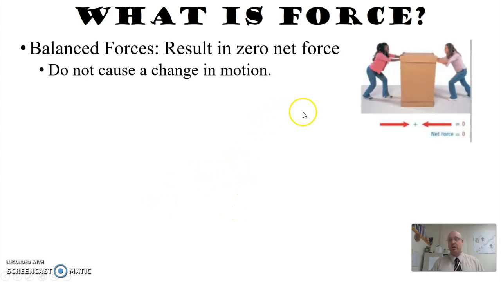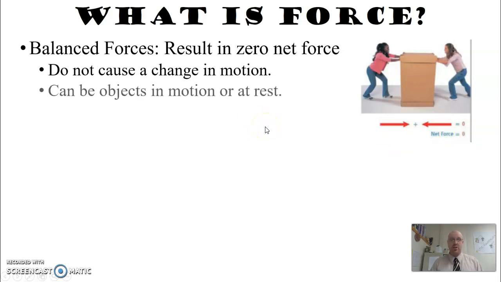For instance, one way we can look at that is these two people pushing with the same amount of force on either side of the box. It equals 0. One is in a positive direction, one is in the negative direction, so therefore there is no change in motion. It's not moving. And these can be objects that are in motion as well as objects that are at rest. Remember, if it's zero net force, then that object will stay moving at that same rate in that same direction.